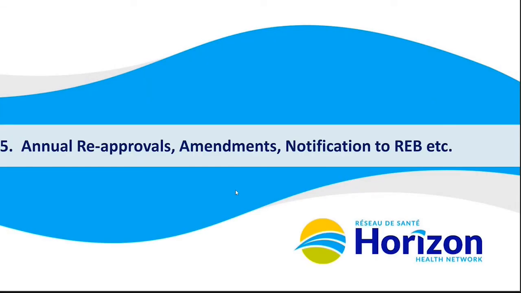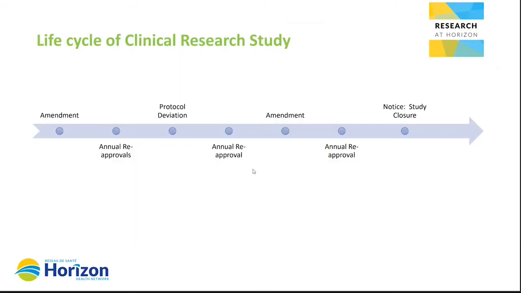Okay. Number 5, this is really the last section of our talk today: annual reapprovals, amendments, and notification to REB. I just wanted to spend a short time talking about the REB submission process, and specifically about approvals and amendments, because those are really the most common ones.